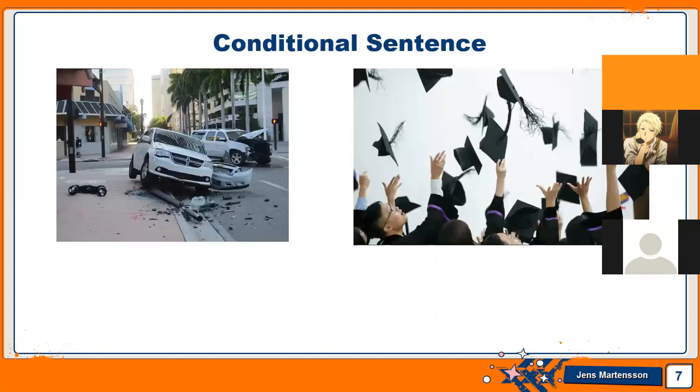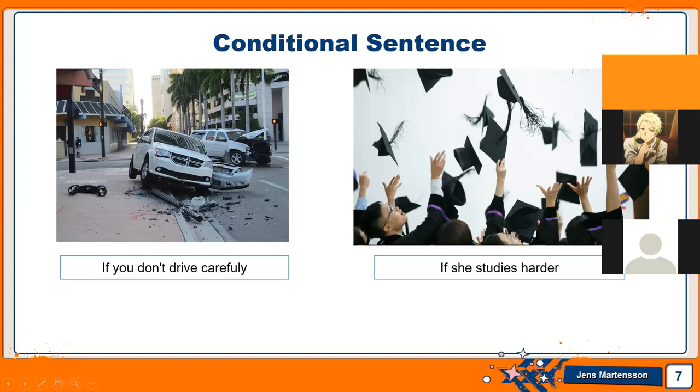Okay, so here is an example of conditional sentence. Look at what happened in the picture. If you don't drive carefully, what will happen? You will get an accident. Yes or no? It's possible to happen. Yeah, sure. If you don't drive carefully, you will get an accident. So be careful then. You don't get an accident now, but when you do not drive carefully, it's possible to happen that you will get an accident.